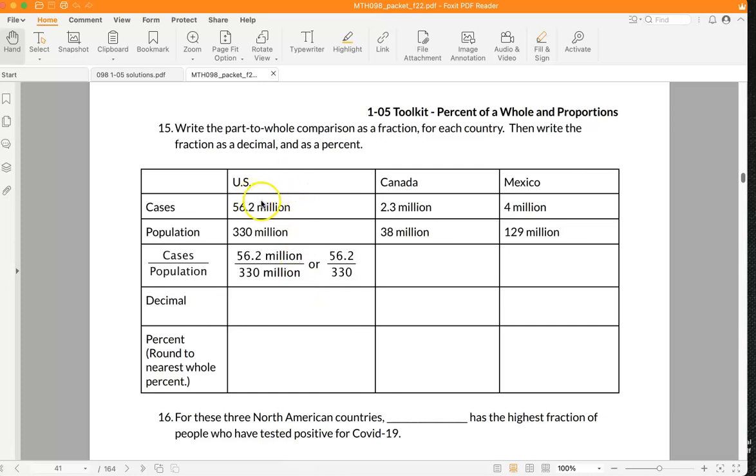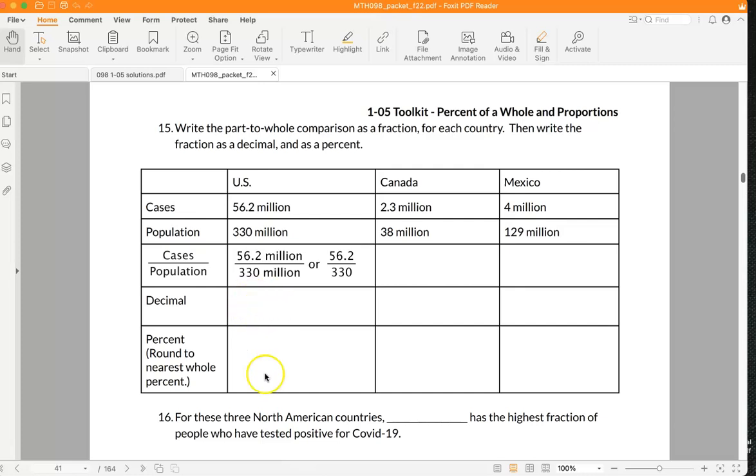So in this table, I give the cases and the population for each of these three countries. And we are going to write a part over whole comparison or fraction. In the United States, as of January 22, we had 56.2 million cases out of 330 million people. So this is the fraction. You can cancel out the millions.